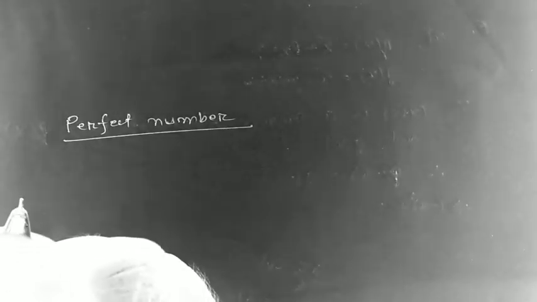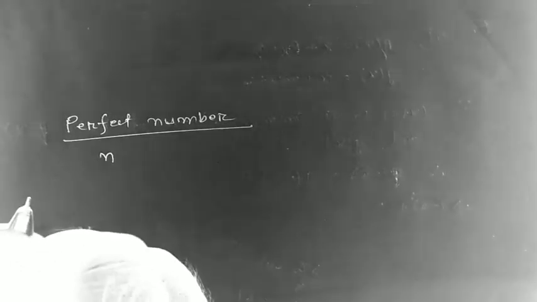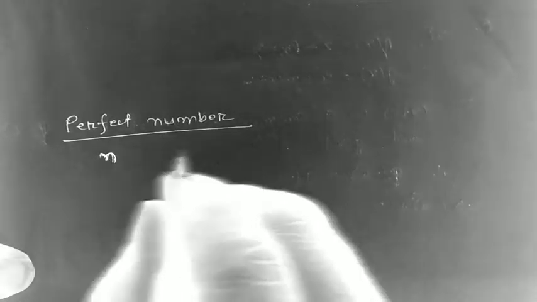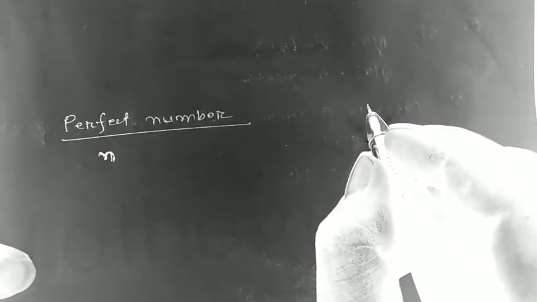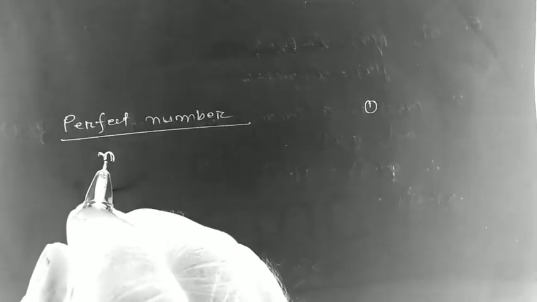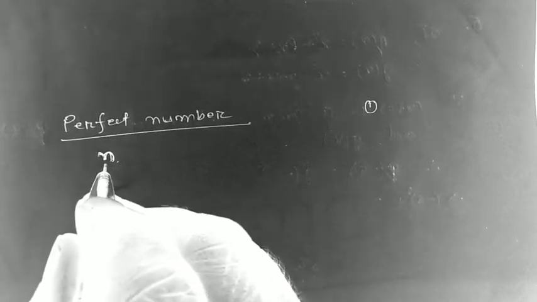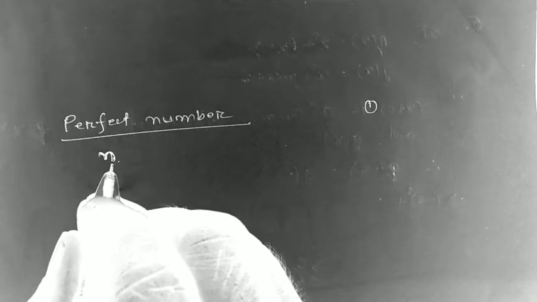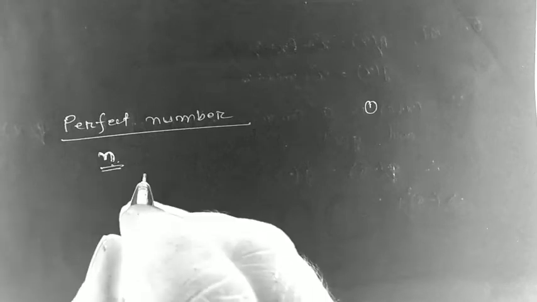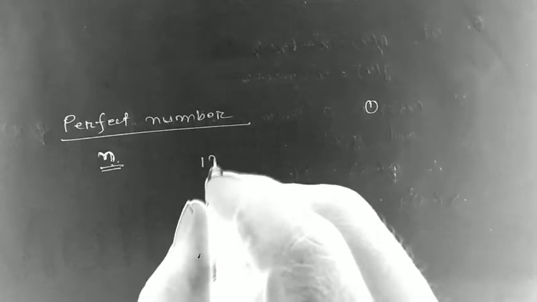A perfect number is this: suppose n is a number and n has some factors. Every integer has factors, either 2 or more than 2 factors. Among those factors, n will also be a factor, no? Except n.